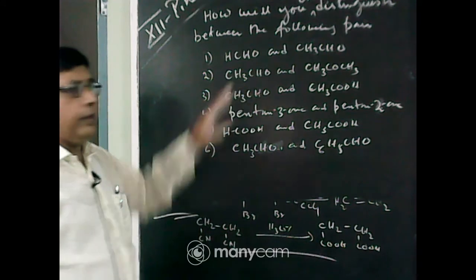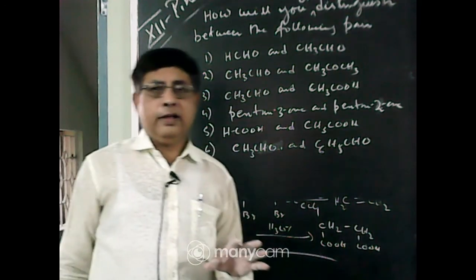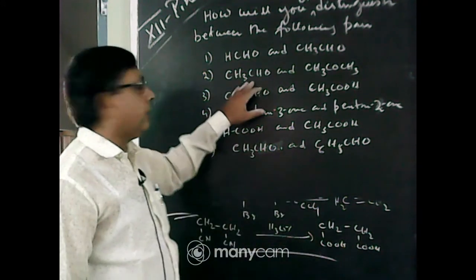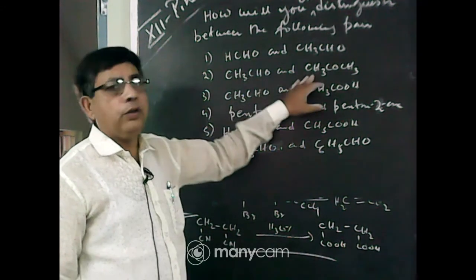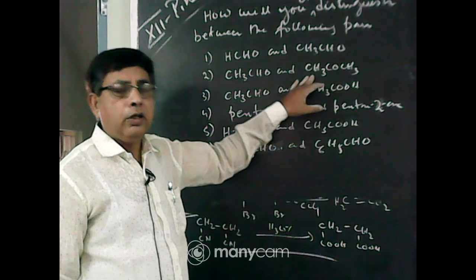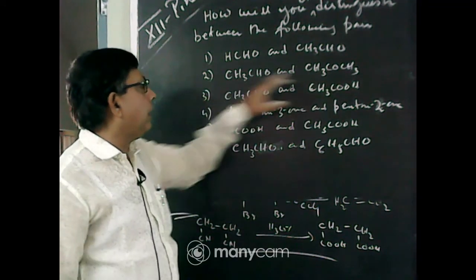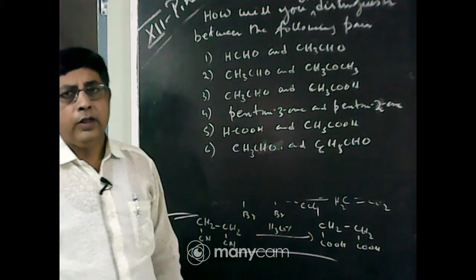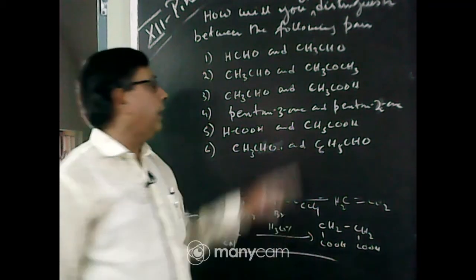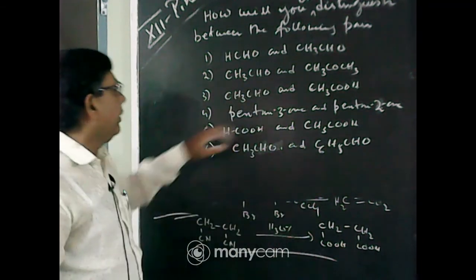Next, aldehyde and ketone both have ketomethyl group, so they cannot be distinguished by iodoform test, but aldehyde gives Tollens reagent test. When heated with Tollens reagent, acetaldehyde gives a silver mirror, acetone does not respond. So we can distinguish between aldehyde and ketone either by Tollens reagent or by Fehling's solution. When heated with Fehling's solution, acetaldehyde gives a red precipitate.